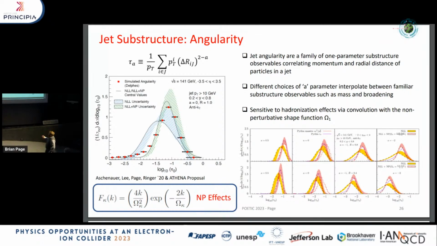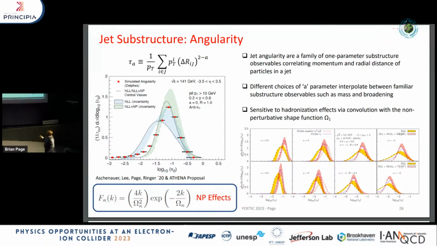I show here, for example, this so-called angularity. This is basically a weighted sum of where the energy sits with respect to the jet axis. And actually, you can compute this perturbatively and then convolute it with a shape function that tells you about the soft physics that you're probing.